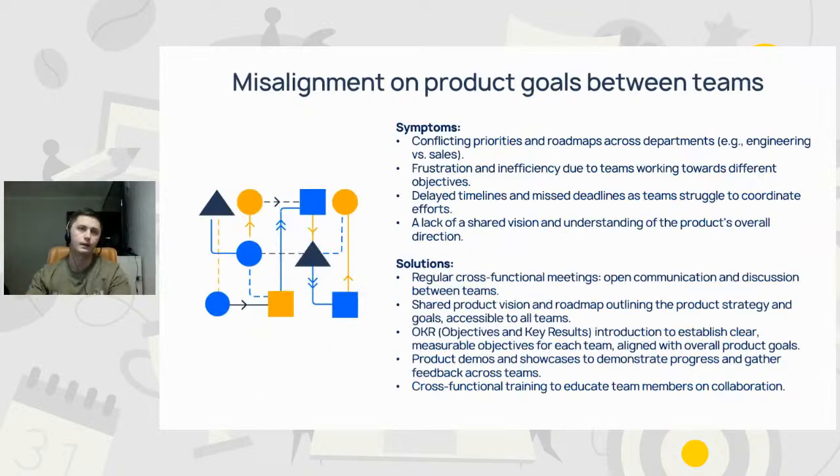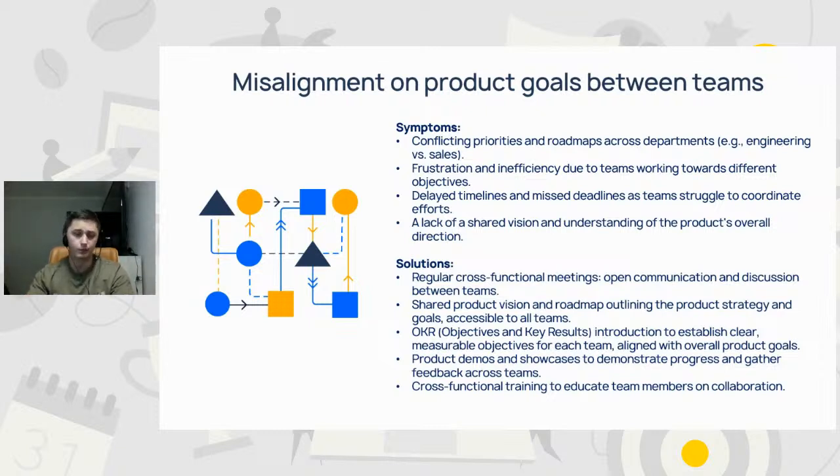So going to the first problem, it's misalignment on product goals between teams. If we're talking about symptoms, you can see that there are conflicting priorities between departments. So the sales team wants one thing and the customer success team wants another thing. Business executives expect other changes, and for you as a product manager or business analyst, it will be very difficult to align and deliver everything these stakeholder groups expect. That's why you should be very careful with that and address such problems in advance. Also, you may see some frustration and inefficiency in communication. Usually, there will be delays in delivery, and different groups will not have a common understanding of what the company wants to achieve. That's why you should also work on this.